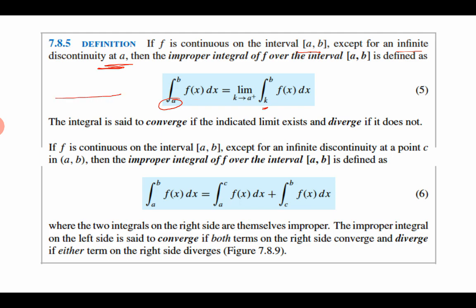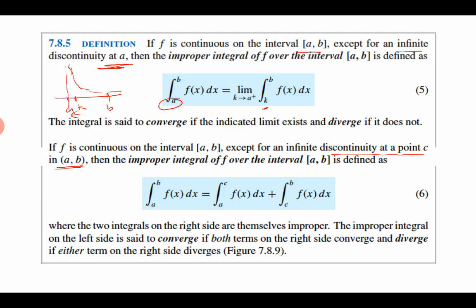So you have a and b, isn't it? The function may not be touching a, so it may be like this. You want to integrate here, but at a you have a vertical asymptote, isn't it? So what do you do? Before a you can take a k, and k approaches a from the positive direction. That is, k approaches a from the positive direction. So you get a right limit of k at a.